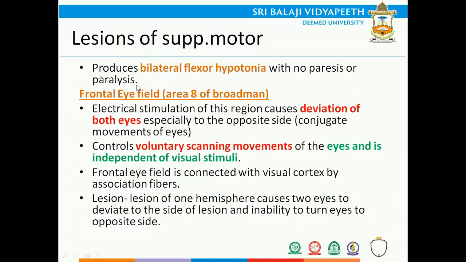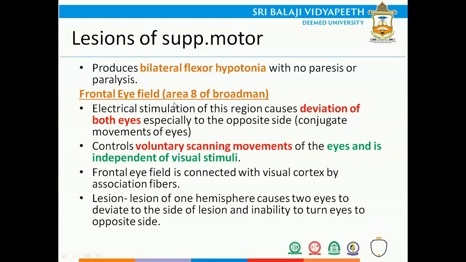Coming to the lesions of the supplementary motor cortical area, it produces bilateral flexor hypotonia with no paresis or paralysis. So whenever there is a lesion, you can get a bilateral flexor hypotonia, but usually there is no paralysis as such, but there can be loss of sensation. So that is called paresis.